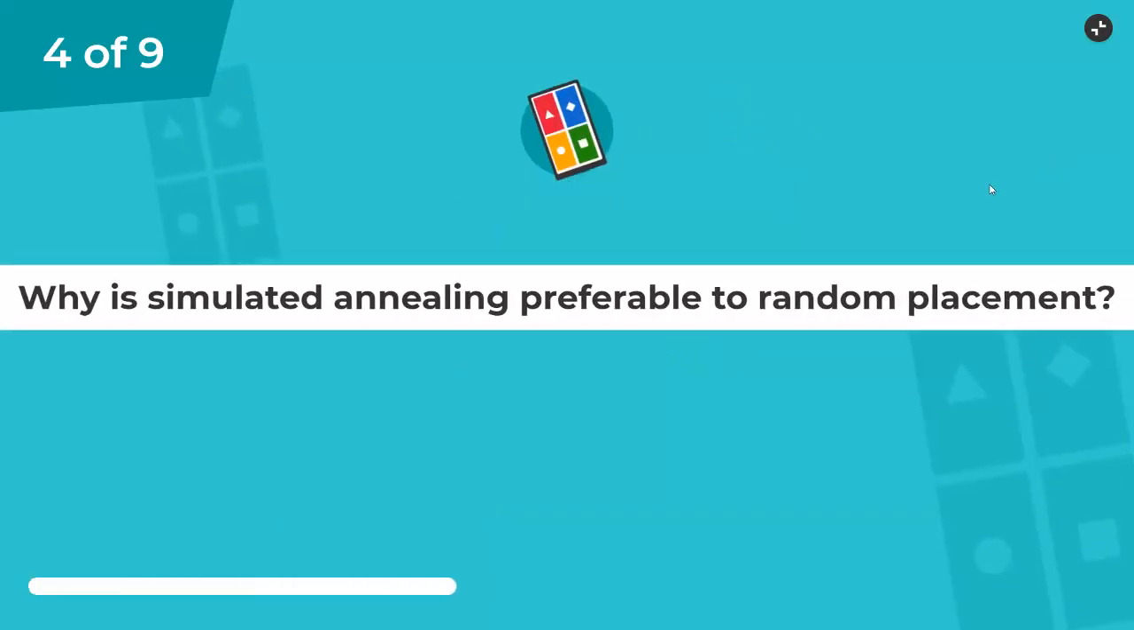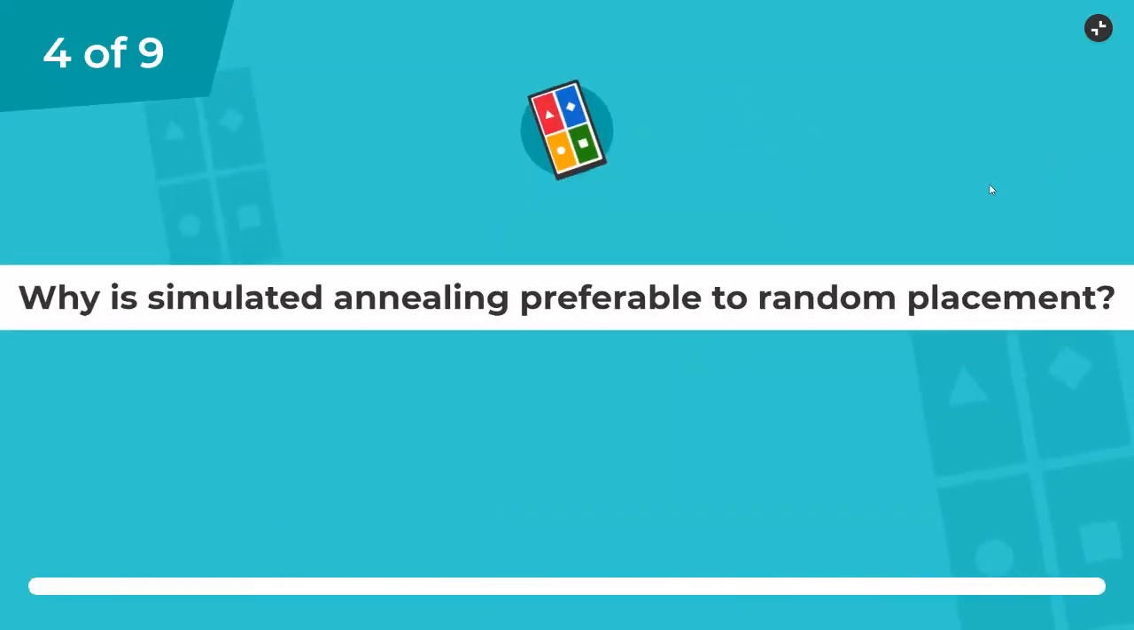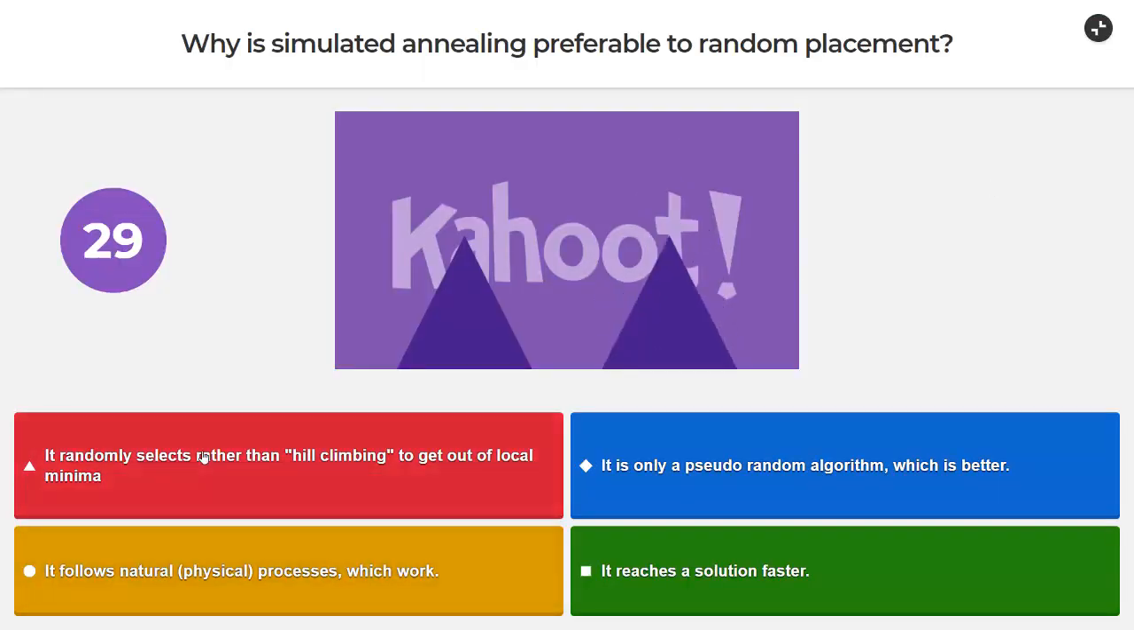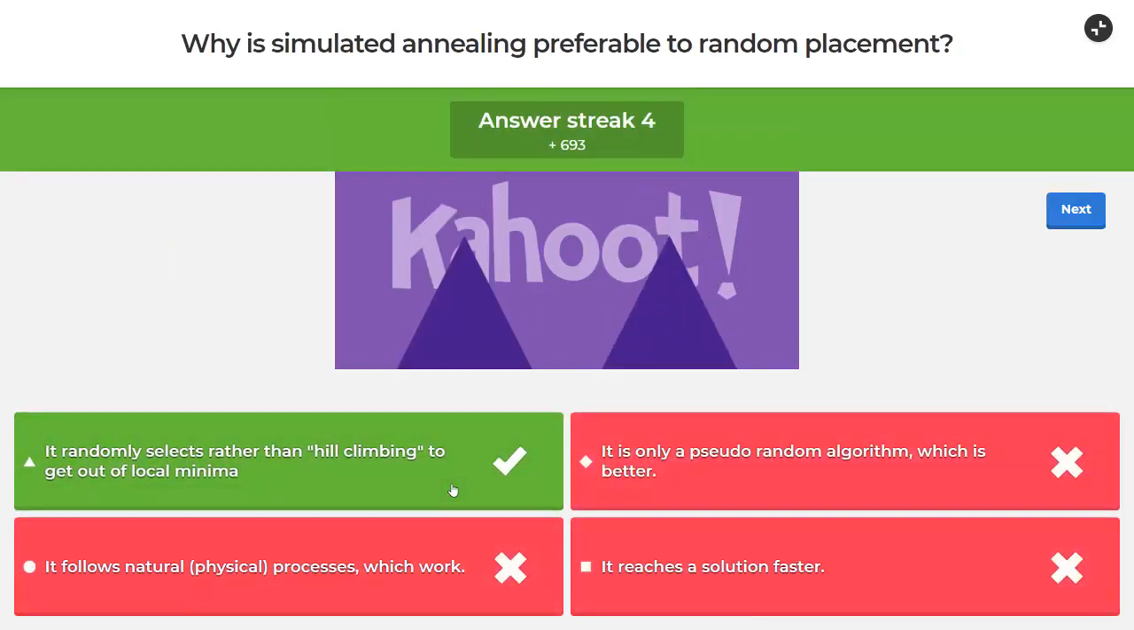So, question number 4. Why is simulated annealing preferable to random placement? It randomly selects rather than hill climbing to get out of local minima. It's only a pseudo-random algorithm, which is better. It follows natural physical processes, which work, or it reaches a solution faster. And actually, these 3 are just things that I made up. This is obviously the answer, as we mentioned before.